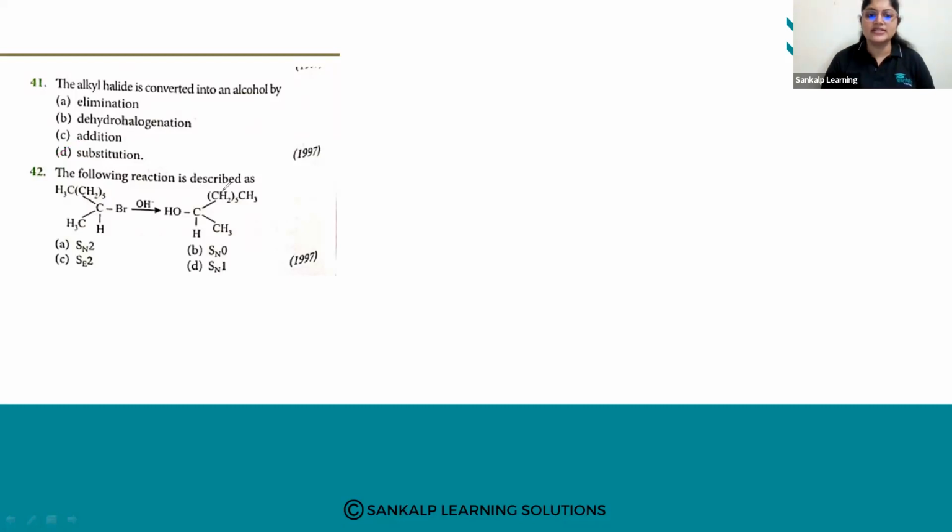The following reaction is described as: there are four options, A SN2, B SNO, C SE2, and D SN1. So which type of reaction is it? You see the reaction and you can tell me what type of reaction it is. You have studied the SN1 reaction and the SN2 reaction. Anvita is saying D, Priyanka is saying A.